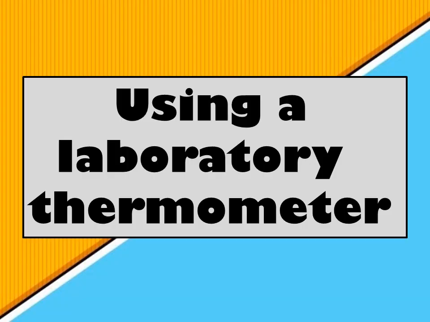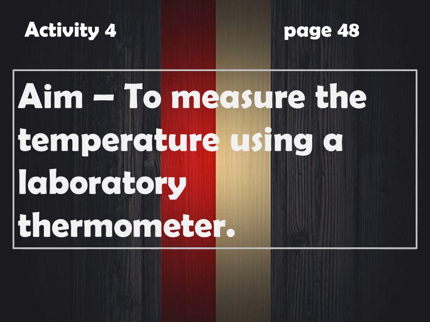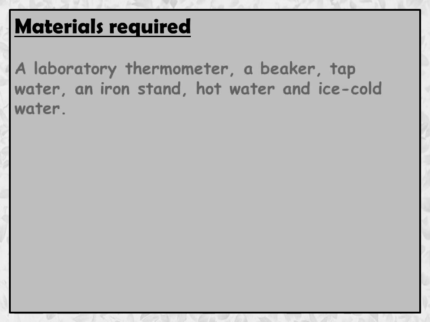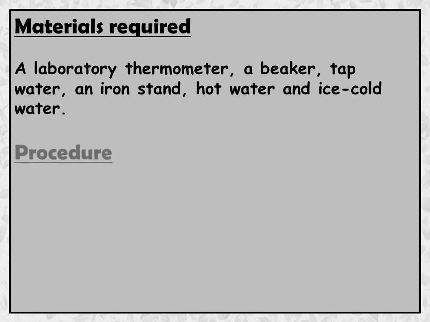Let us learn how to use a laboratory thermometer. In order to understand the usage of a laboratory thermometer, we need to perform an activity. Activity 4 from page number 48 of your textbook. The aim of the activity is to measure the temperature using a laboratory thermometer. For this activity, you'll require a laboratory thermometer, a beaker, tap water, an iron stand, hot water, and ice-cold water.